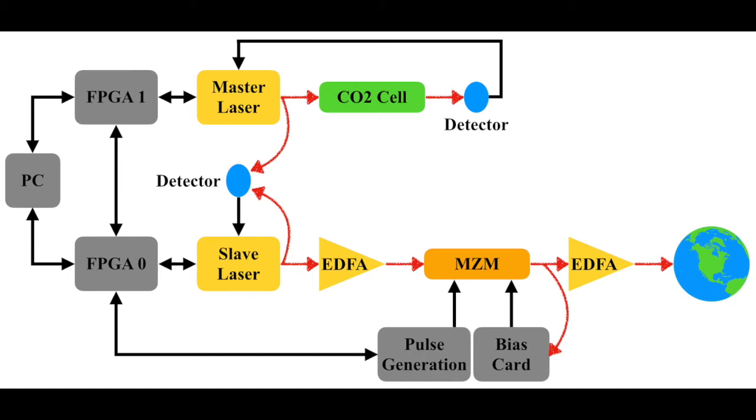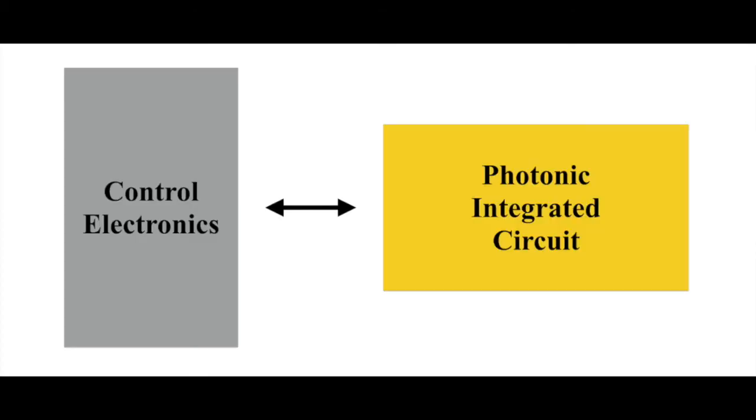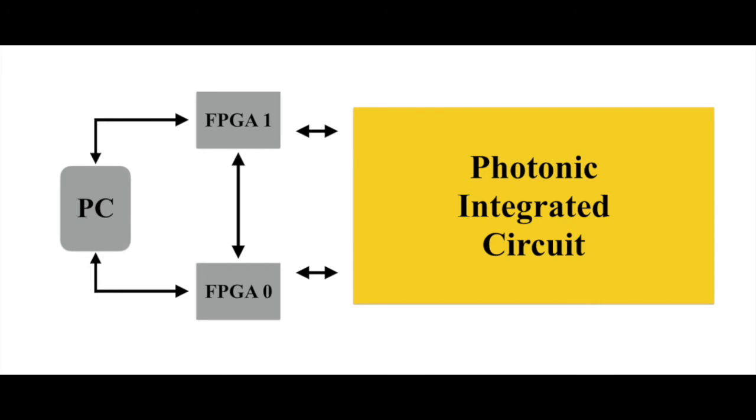This is a high-level block diagram of the Impress LiDAR system, which has the control electronics and the PIC. The photonic components of the PIC, which are shown in yellow and orange, are controlled by the hardware components, which are shown in gray. But for this project, we'll be focusing on the control electronics to control and monitor the PIC. The PC is used to develop the firmware and run the user interface.